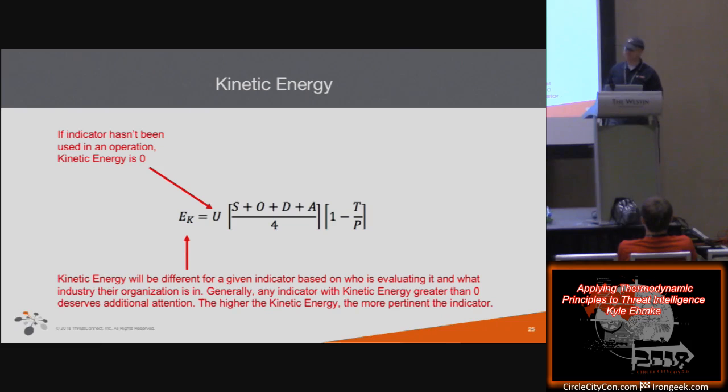To start off, if the indicator hasn't actually been used in an operation, U is going to be 0. So the kinetic energy for that indicator is going to be 0. In that case, we'd move to potential energy and evaluate that. So thinking back to our variables, this is essentially the velocity of the indicator.